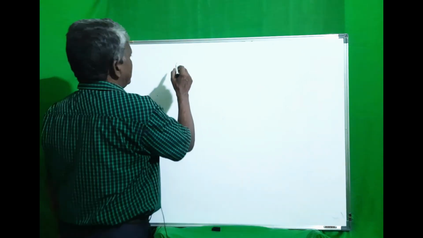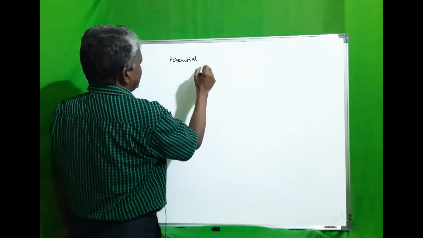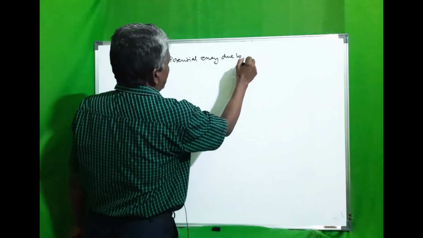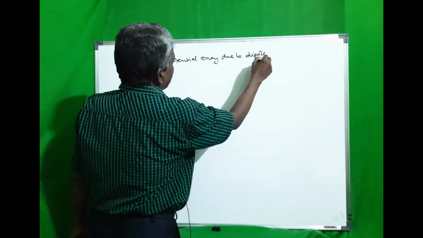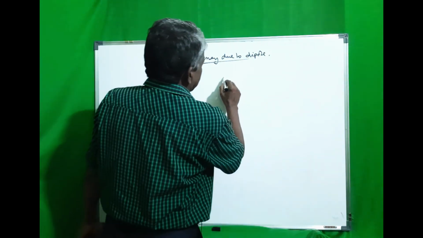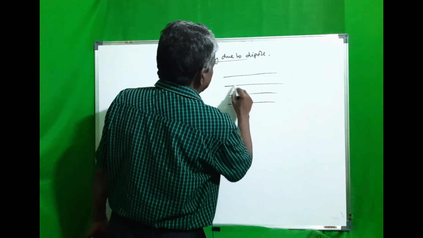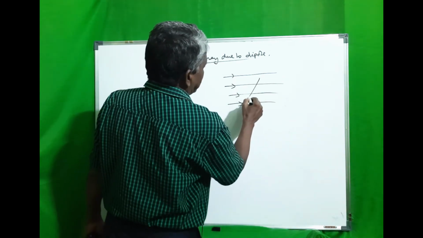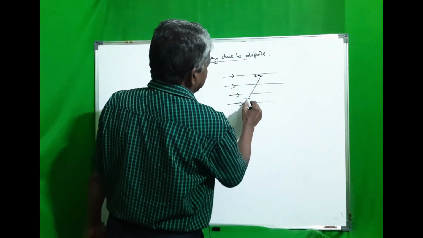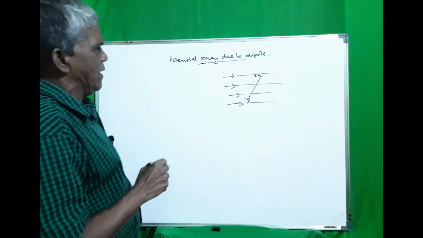Now we will discuss potential energy due to dipole. Suppose an electric field is extended from left to right, and an electric dipole is placed in it with positive charge and negative charge separated by some distance 2a.